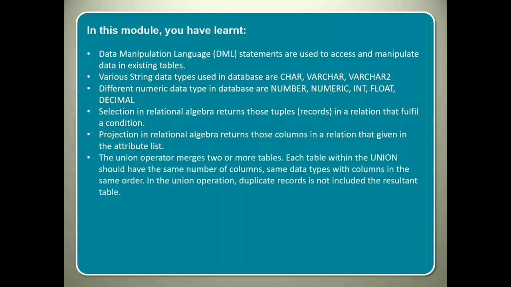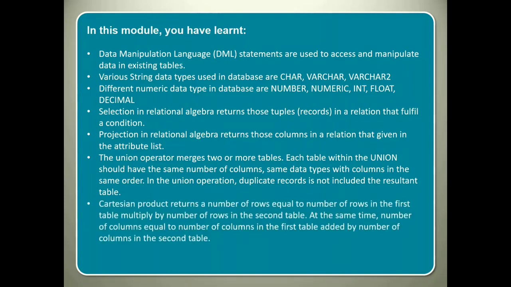The union operator merges two or more tables. Each table within the union should have the same number of columns, same data types, with columns in the same order. In the union operation, duplicate records are not included in the resultant table. Cartesian product returns a number of rows equal to number of rows in the first table multiplied by number of rows in the second table. At the same time, number of columns is equal to number of columns in the first table added to number of columns in the second table.